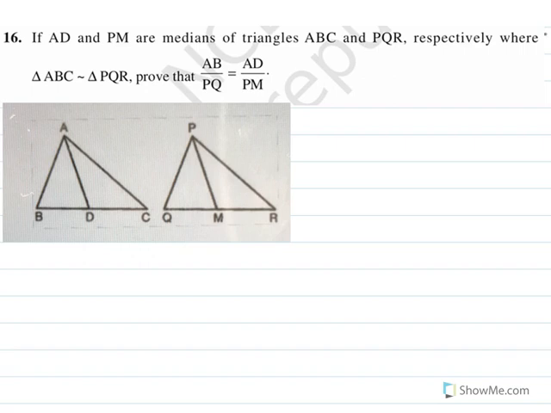AD and BM are medians of the triangle ABC and PQR respectively, where triangle ABC is similar to PQR. Prove that AB over PQ equal to AD over PM.